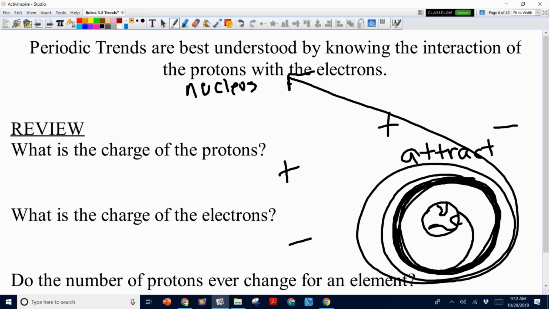All right, so the last question is here. Do the protons ever change in an element? And the answer to that is no. Protons never change in the same element. For example, phosphorus has 15 protons. Phosphorus will always have 15 protons. If we add a proton, it's not phosphorus anymore. I'm sorry, if we add one, it becomes sulfur. If we take away a proton, it becomes silicon. So protons do not change within an element.